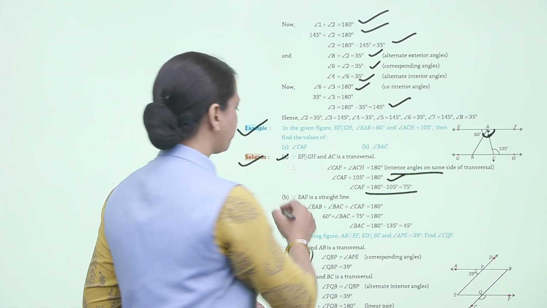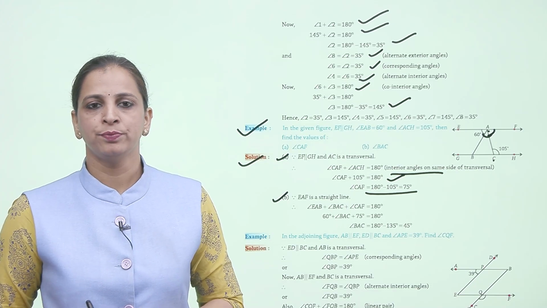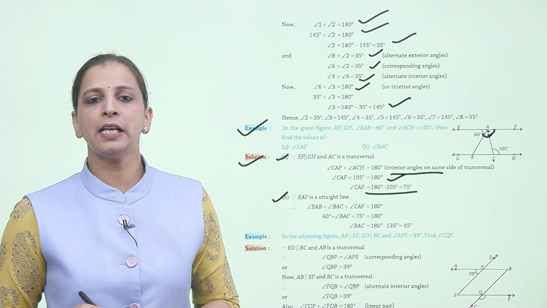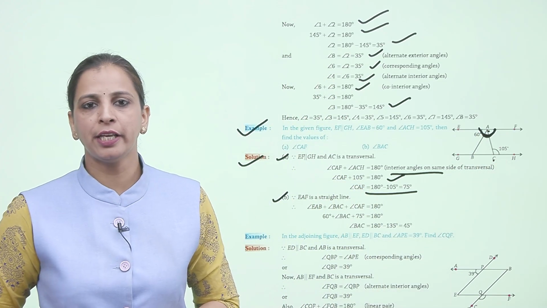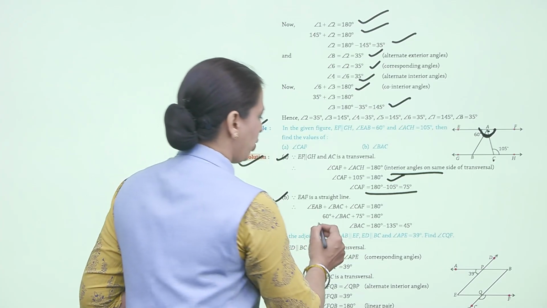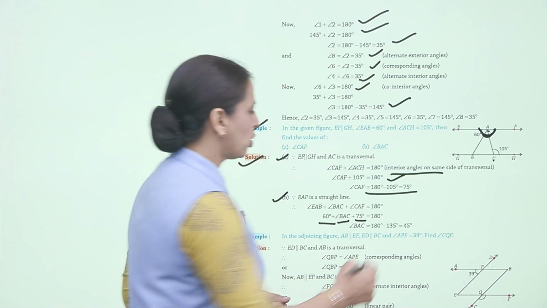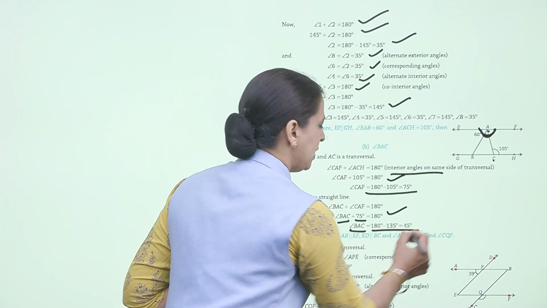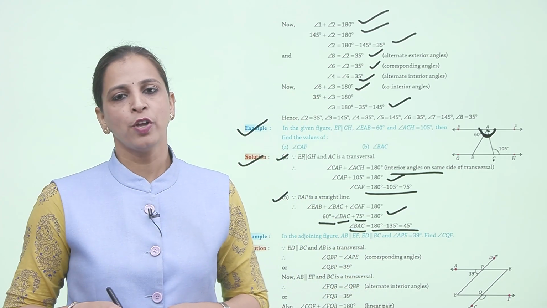Now angle EAF is a straight line. Angle EAB plus angle BAC plus angle CAF, this whole thing is a straight line, that is 180 degrees. EAB is 60 degrees, BAC we have to find, and CAF is 75 degrees, that is equal to 180 degrees. So BAC is equal to 180 degrees minus 135 degrees, that is equal to 45 degrees.